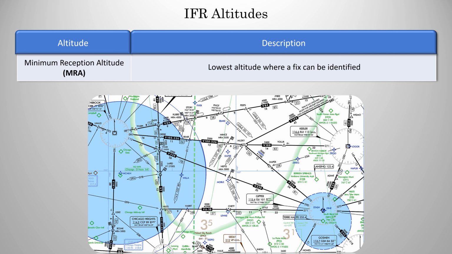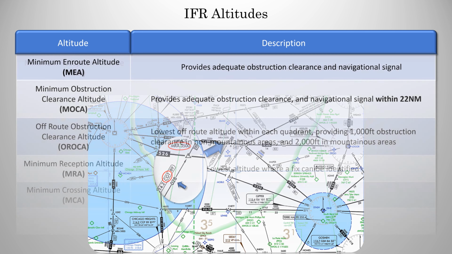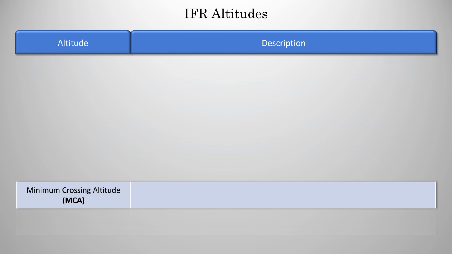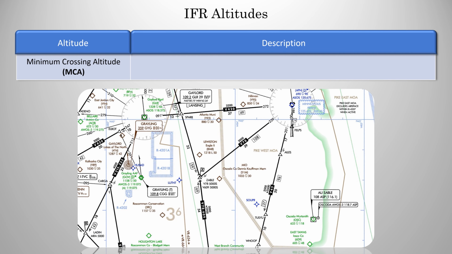Let's look at another one. Up top, we have the waypoint MINTS. In order to identify MINTS, we need to be at 3,500 feet so that we can receive the 028 radial off of the CGT VOR. Basically, the MRAs ensure you have a clear signal to whatever it is you need to identify a waypoint. So that's MRAs. Now let's look at MCAs, or minimum crossing altitude.